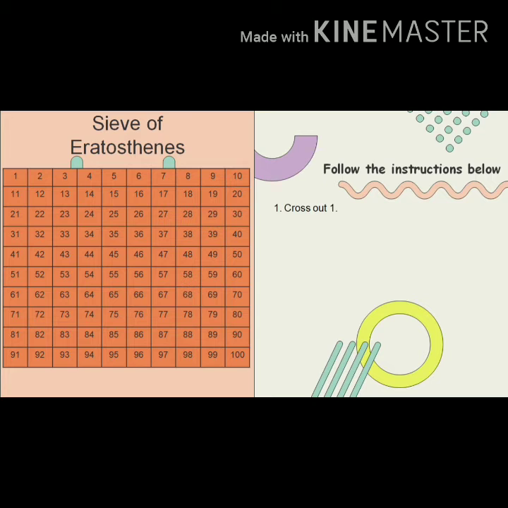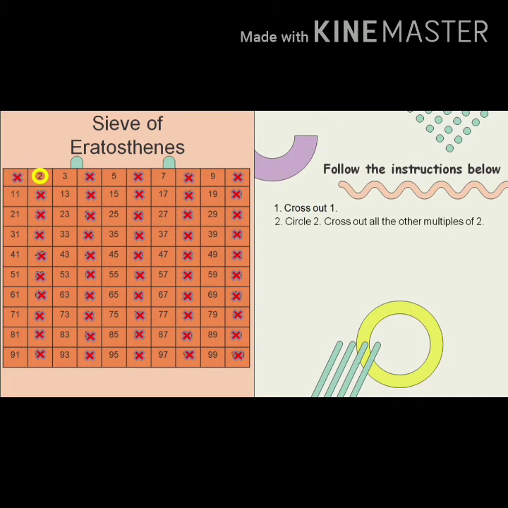Okay, first you need to cross out 1 and then you need to circle 2 and cross out all the other multiples of 2. There are 4, 6, 8, 10, 12, 14, 16, 18, until the last number that is a multiple of 2, which is 100. Okay.